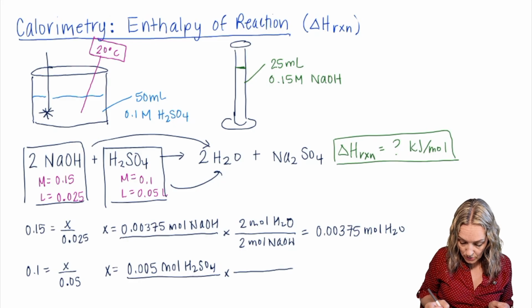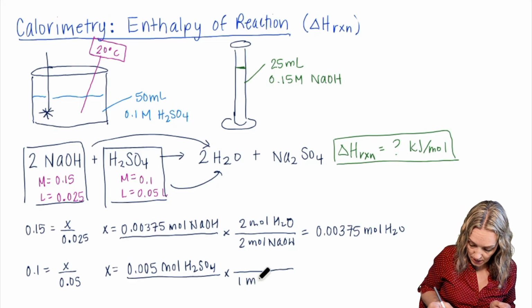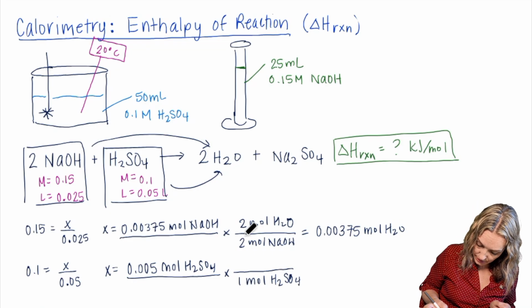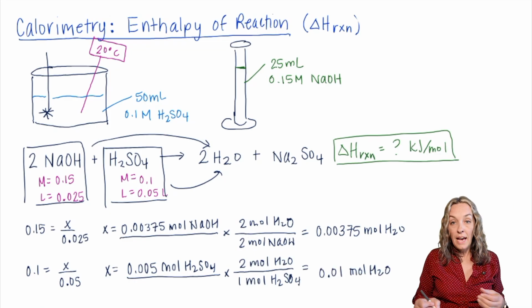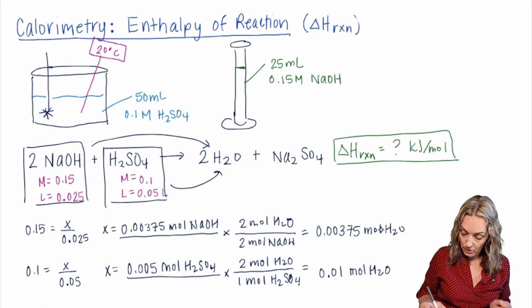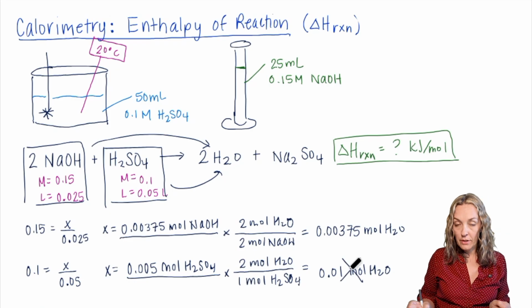I can then use the ratio from the balanced equation to determine how many moles of water I will make if I use all of the H2SO4. Now I have two different answers, but both of them are in moles of water. That means I can directly compare them. And because 0.00375 is the smaller amount, I know that's the amount of water I can produce.